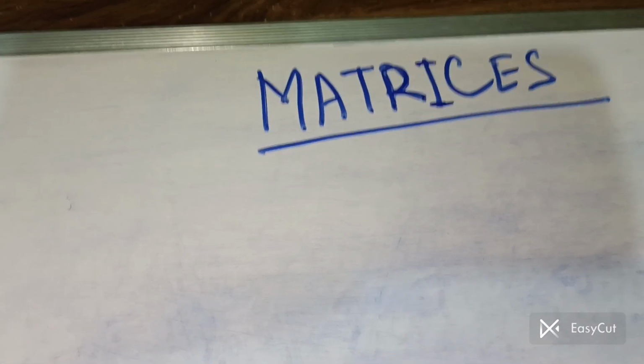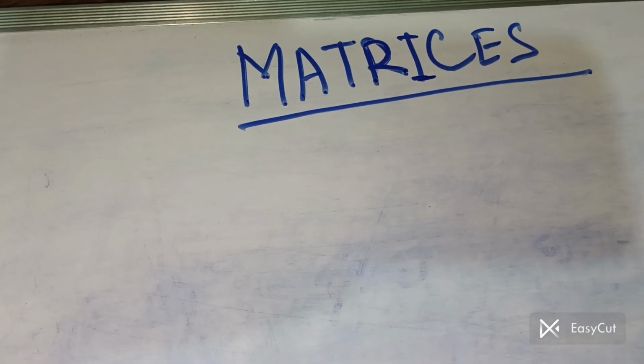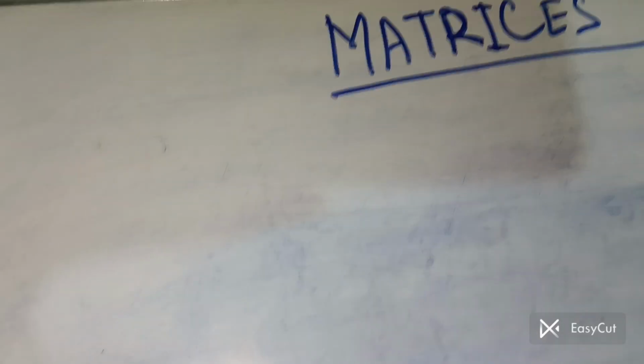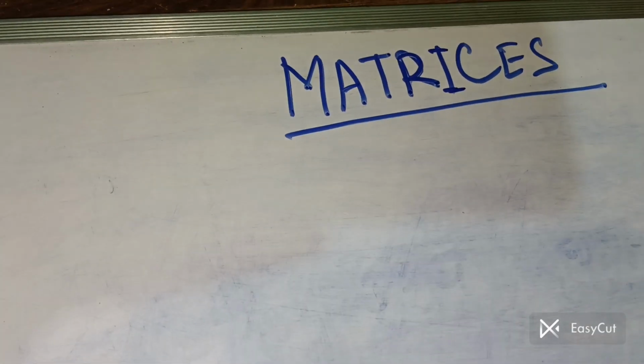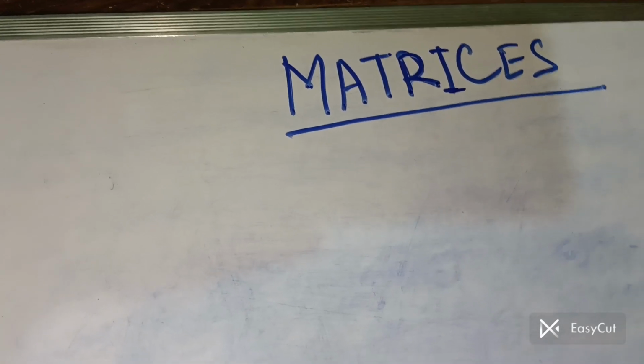So today we are going to study the chapter of matrices which is there in class 10 ICSE boards. So let us first know what matrices means. How do we represent matrices? Matrices means it is the rectangular arrangement of numbers in the form of horizontal and vertical lines.